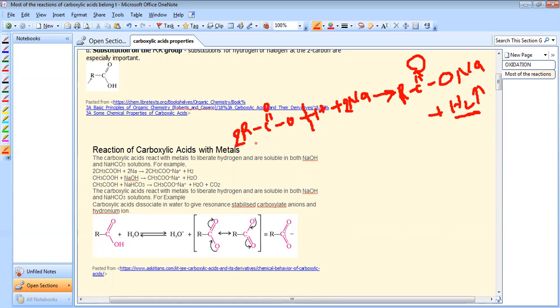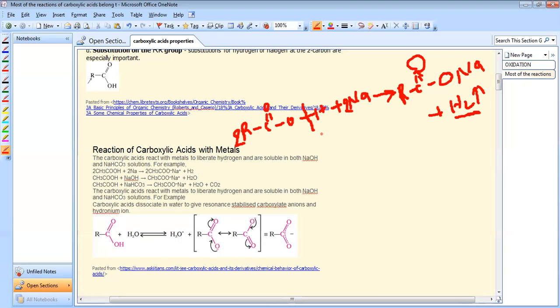Okay, see, you can find this here. So 2 moles of acetic acid, when treated with 2 moles of sodium, gives sodium acetate along with the release of hydrogen gas. So when this is treated with the metal, in this reaction what happens? OH bond breakage takes place.